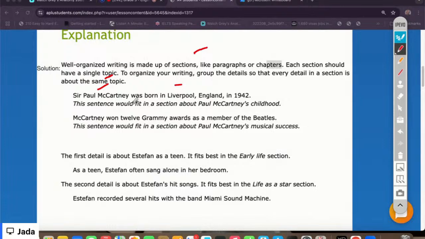Sir Paul McCartney was born in Liverpool, England in 1942. So this sentence would fit in a section about Paul's childhood, okay? So about when he was born. Now, McCartney won 12 Grammy Awards as a member of the Beatles. So this sentence would fit in his musical career. So you understand that if you're talking about a lifetime.